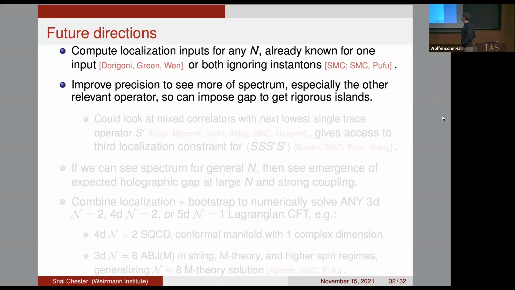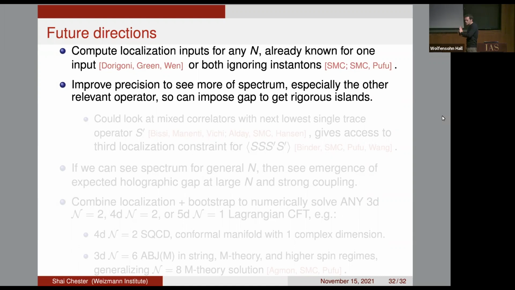It would also be nice to improve the bootstrap precision to see more of the spectrum of N=4 super Yang-Mills. In particular, as a first step, we would like just to see the next relevant operator. So we have a very accurate estimate of the lowest operator, but the second lowest operator is not as accurate. And so we would like to get that second lowest operator to be more accurate.